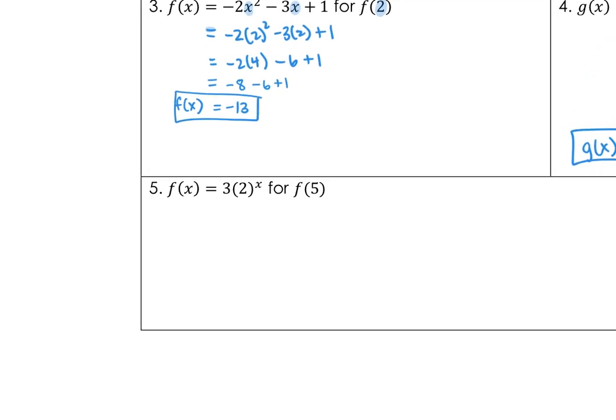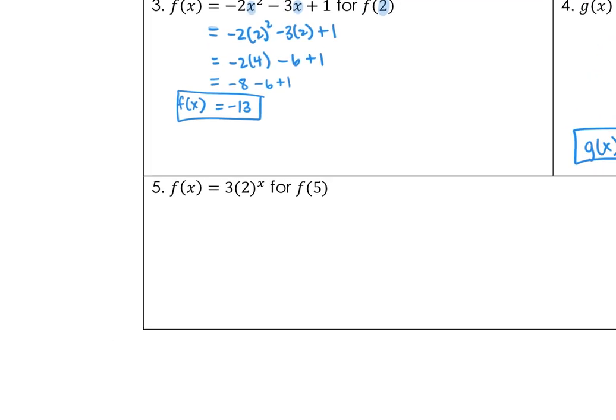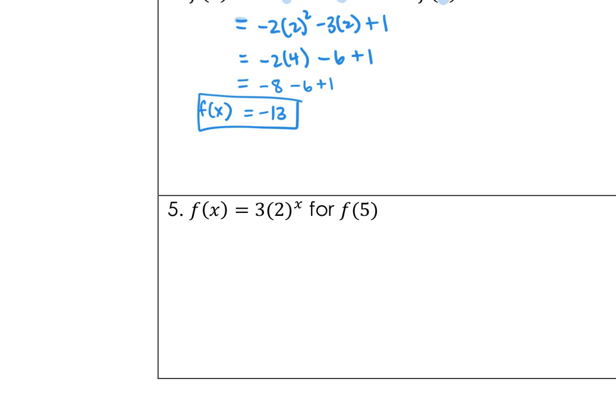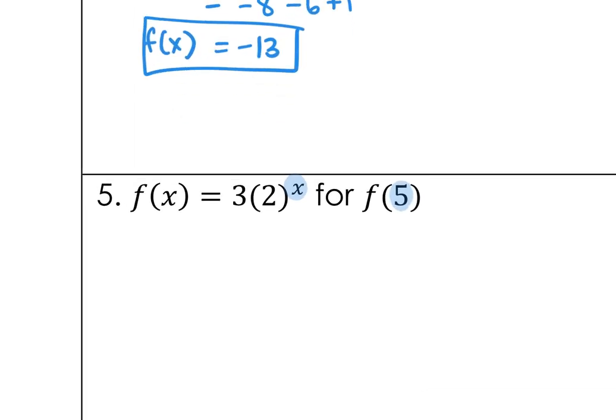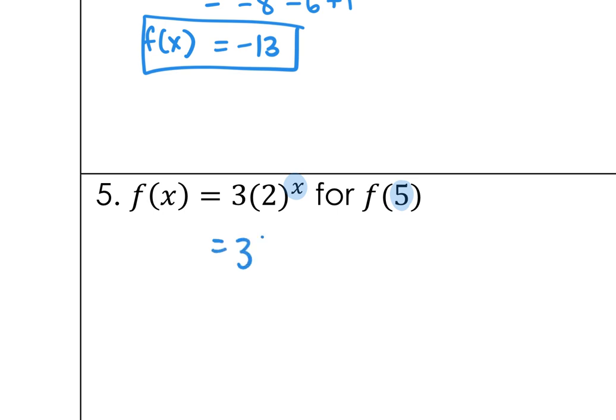Last one, that's a pretty straightforward question. Number 5, f of x is equal to 3 times 2 to the x power. So now we have an exponential function, and we're evaluating this for f of 5. So still, this just means that this 5 is my x, and my x is the exponent, and that's okay. I'm still just plugging it in. So when I plug this in, this would be 3 times 2 to the 5th power.